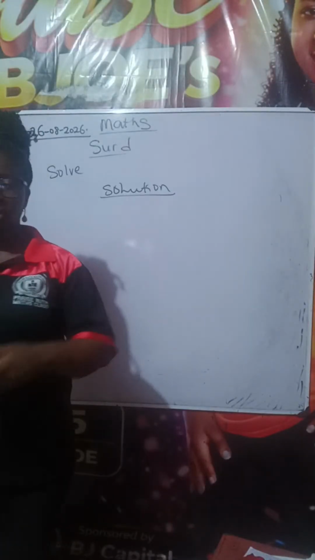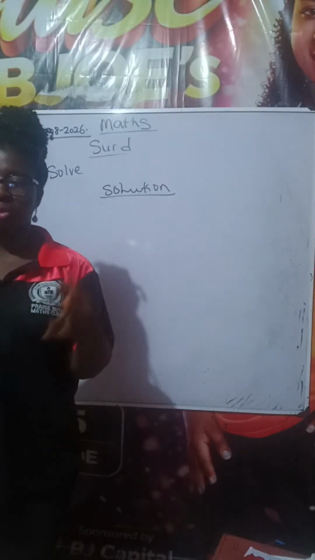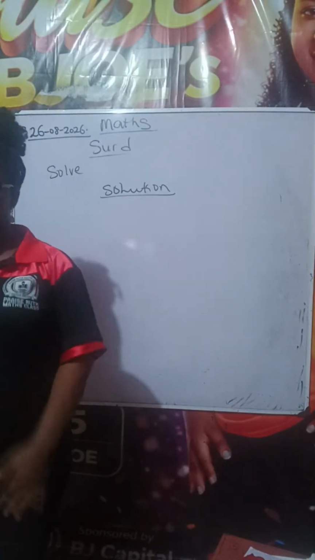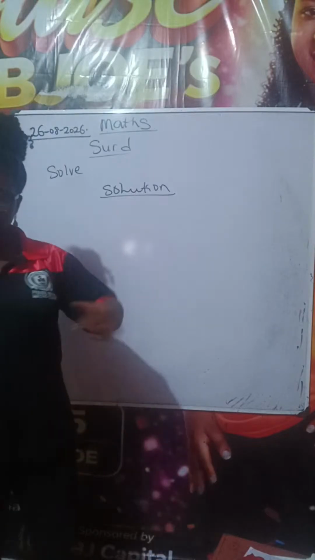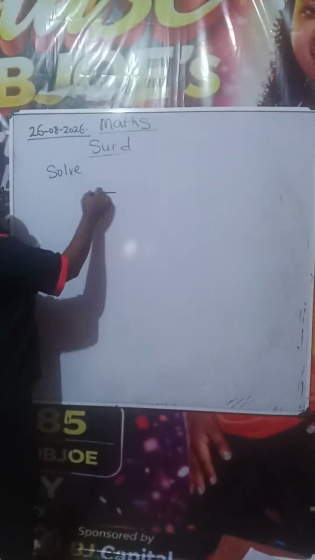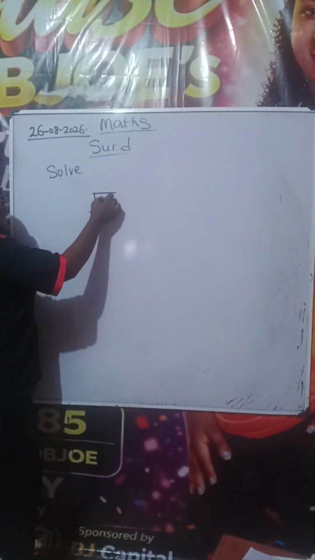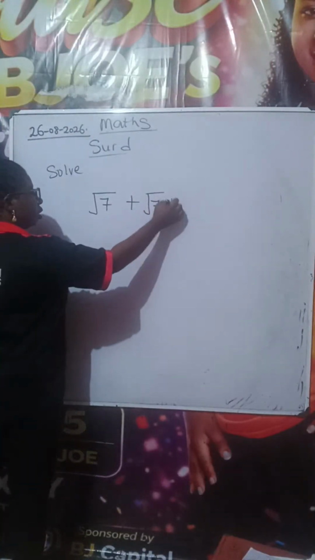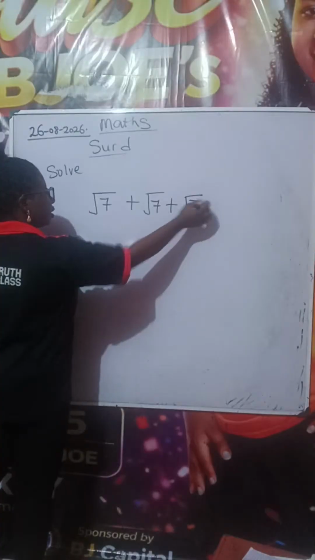So for those that are joining us now, maybe we just quickly do a revision of the things we did before we move to what we have. Okay, so let's quickly do some revision. Now look at this. For example, I have root 7 plus root 7 plus root 7. What is the answer?